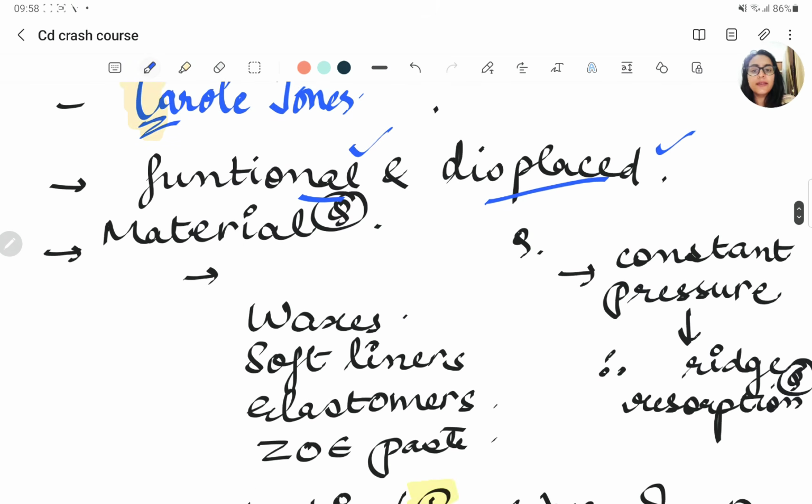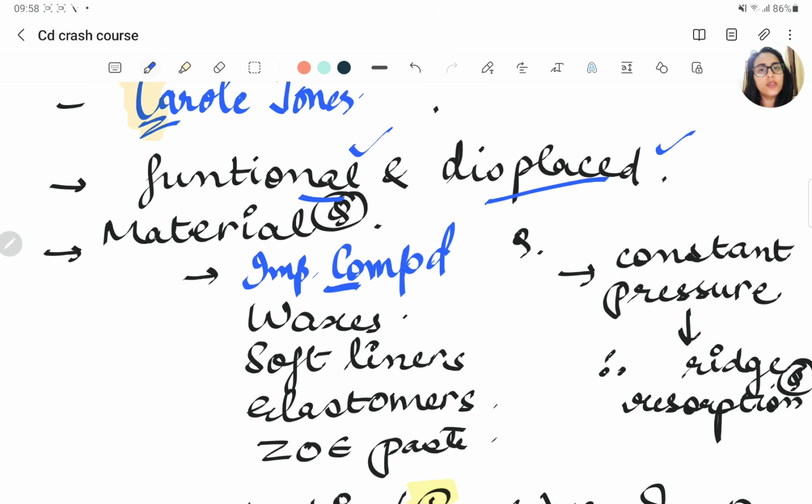Since it is a functional impression, because we are displacing the mucosal tissues, the displaced impression is what we get. The material most commonly used for making this impression technique, that is mucocompressive, is the impression compound. Again, remember, C for compound, C for Carl Jones, and C for mucocompressive. So if you have taken an impression with impression compound, it is going to compress. You tightly press this impression compound against the tissues when we are taking the impression, displacing the tissues. It's a functional impression, the mucocompressive technique.